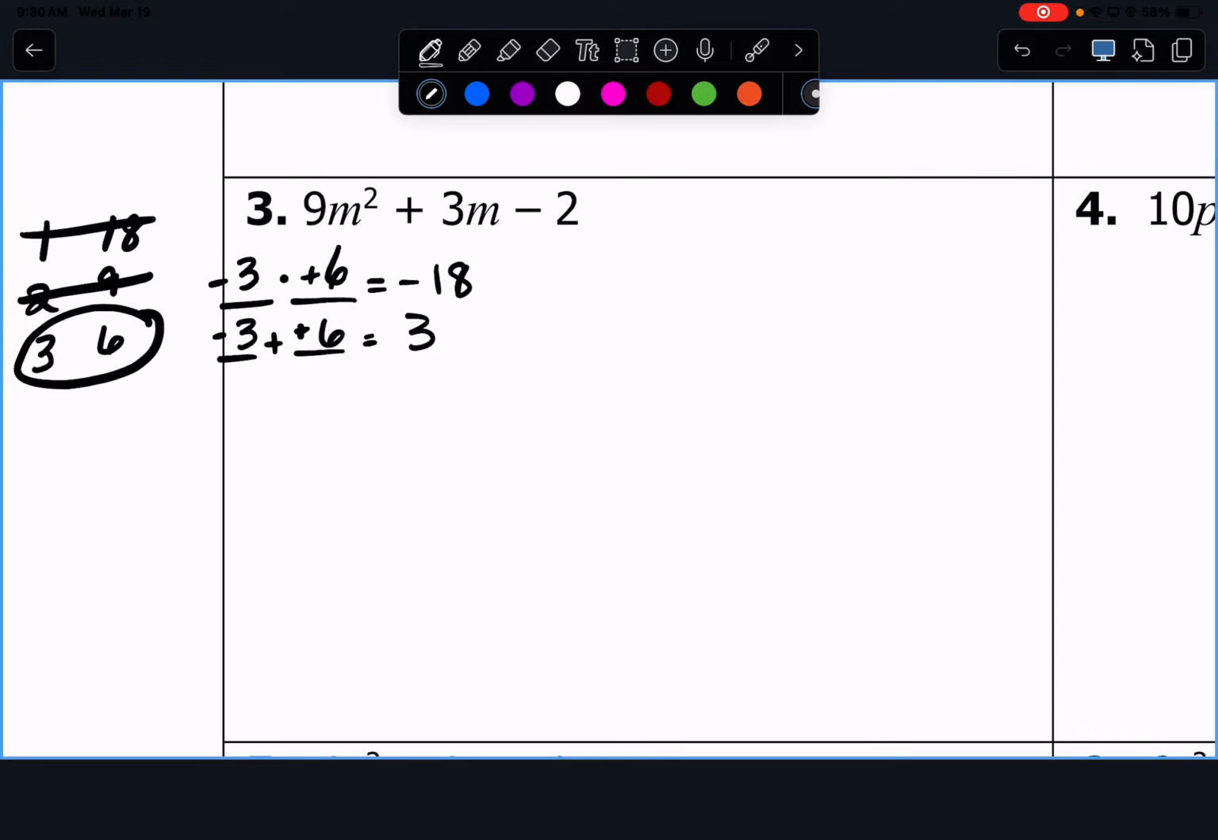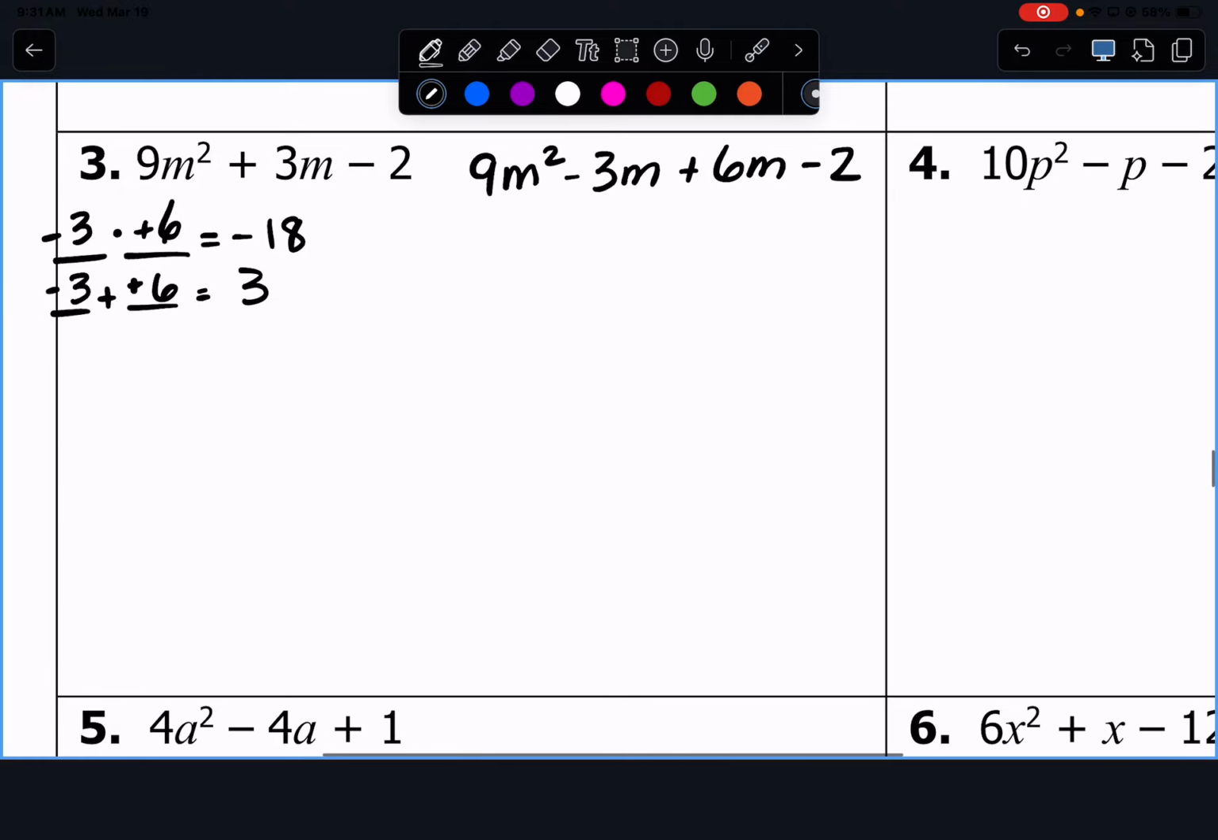So I rewrite this as 9m squared minus 3m plus 6m minus 2. Wait, I got a question. What if when you're writing that, you switch the 6m and minus? That is perfectly fine. We can get the same answer either way. So just for funsies on this one, you do not have to do both, but I'm going to show both. Okay?